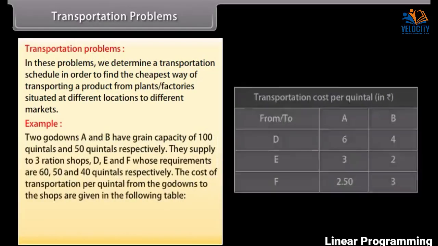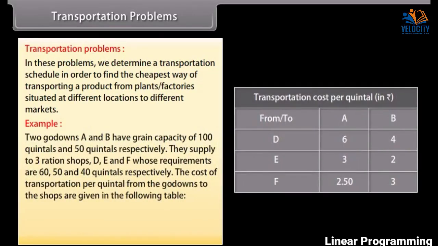Example. Two godowns A and B have grain capacity of 100 quintals and 50 quintals respectively. They supply to 3 ration shops D, E and F whose requirements are 60, 50 and 40 quintals respectively.